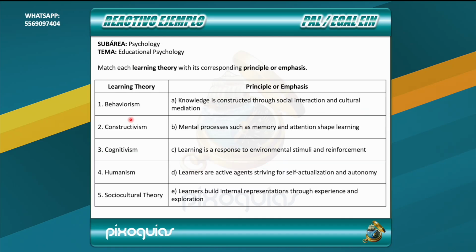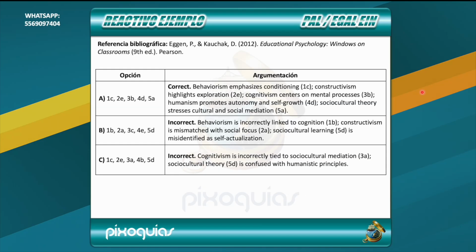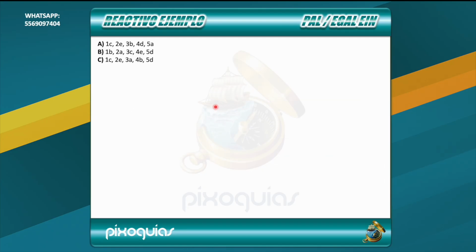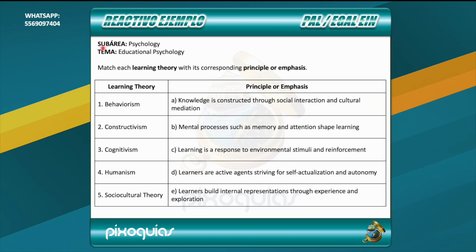Now we have this exercise from psychology and educational psychology. Match each learning theory with its corresponding principle or emphasis. So, we have the correct answer, that is A, and let's pass these pages as we follow all the exercise.